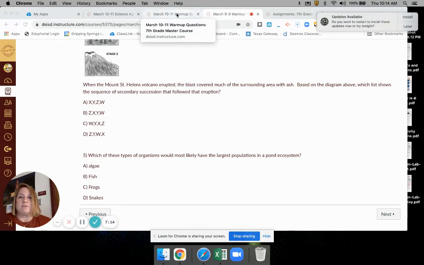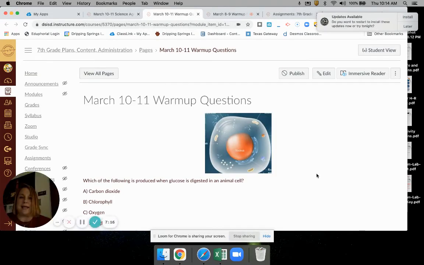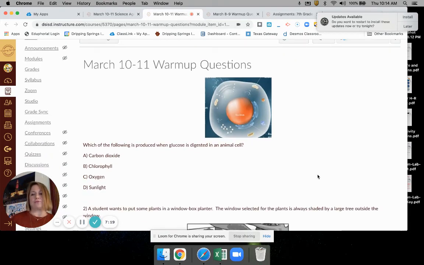All right, now let's move on to Wednesday and Thursday. I did Throwback Thursday and threw in some questions from stuff that we've had way back, time machine. So I gave you a picture of an animal cell and asked you which of the following is produced when glucose is digested in an animal cell.